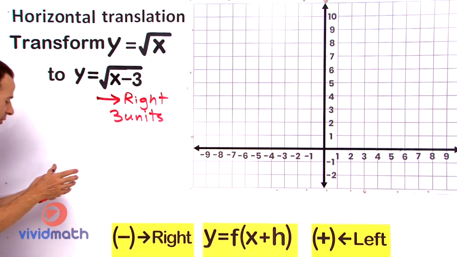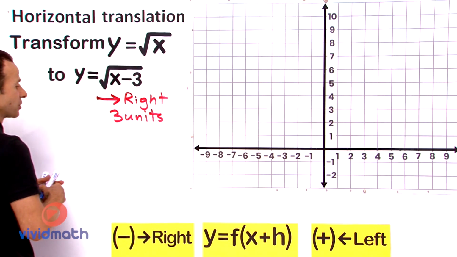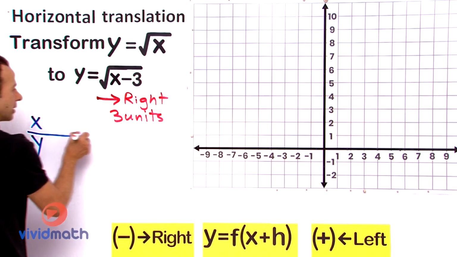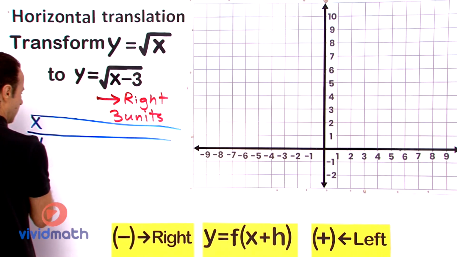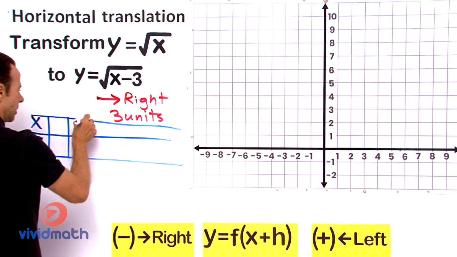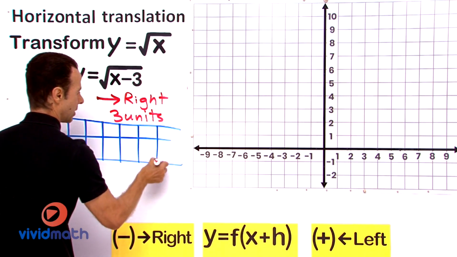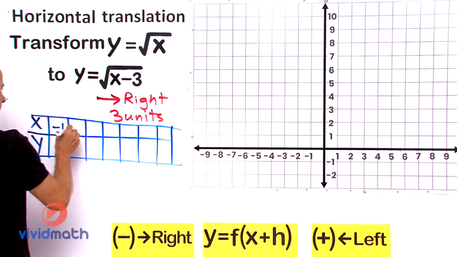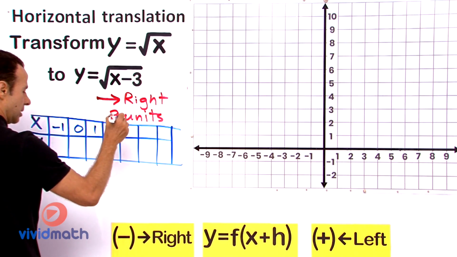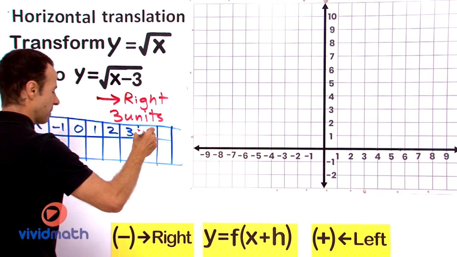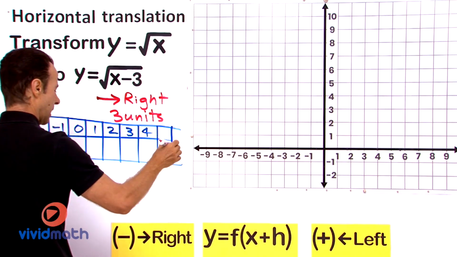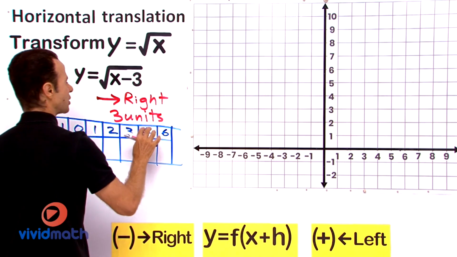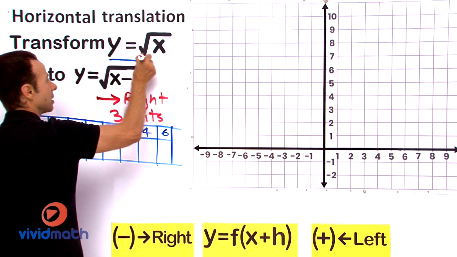Okay, so let's begin with the table of values. We're going to have x and y, and the x values will go from -1, 0, 1, 2, 3, maybe we can jump to 4, and maybe we'll jump to 6. Let's take these values and substitute them straight into the parent function.